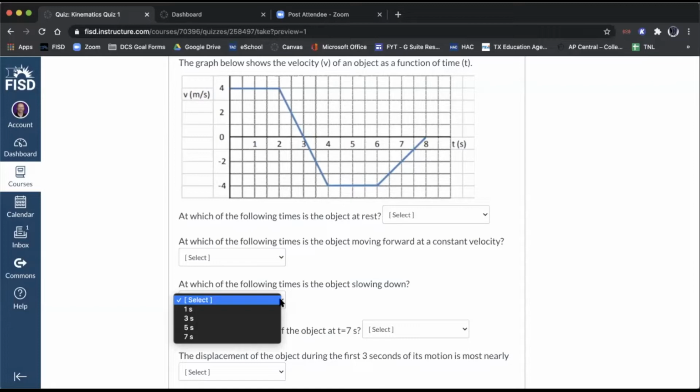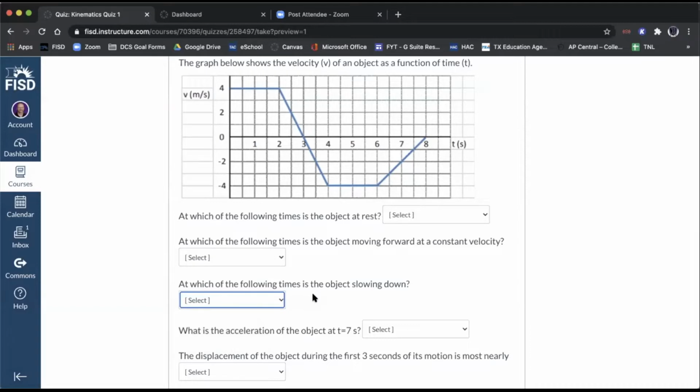But at 7, it is slowing down towards a 0 that it will reach at 8 seconds. So here, 7 seconds is our best answer. You're kind of tempted to go with 3, but remember at 3, it's not slowing down, it is stopped. It has a 0 at 3. What is the acceleration of the object at t equals 7 seconds?